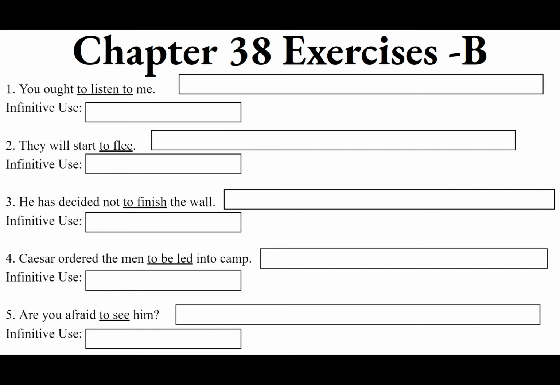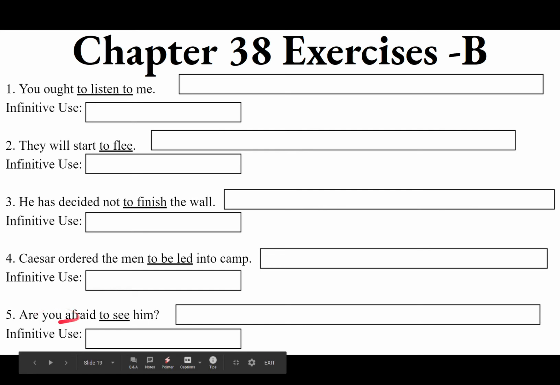So, are you afraid? To be afraid is timeo, timere, timui. Are you afraid? Second person singular. Present tense, because you're afraid right now. Timesne, timesne. Are you afraid?